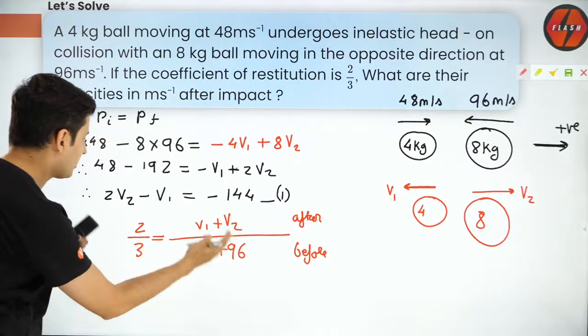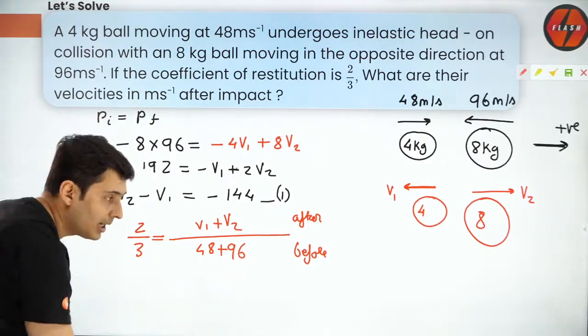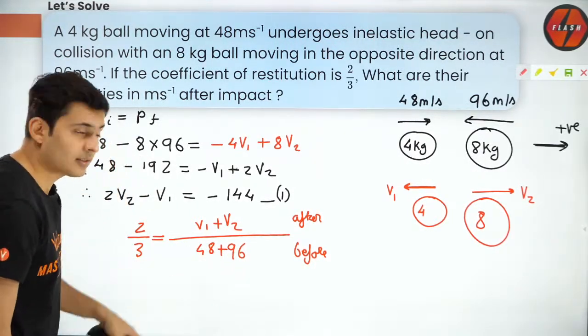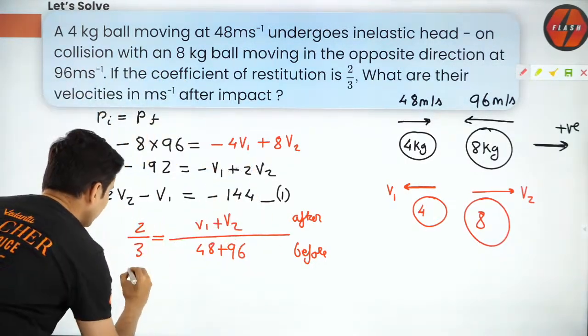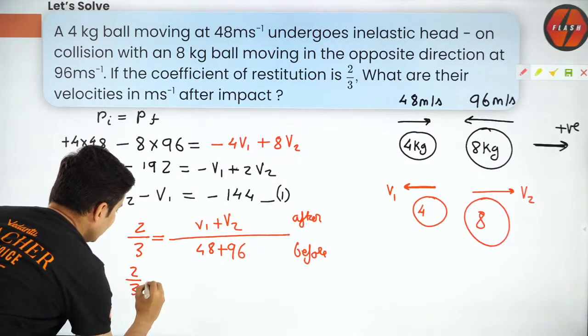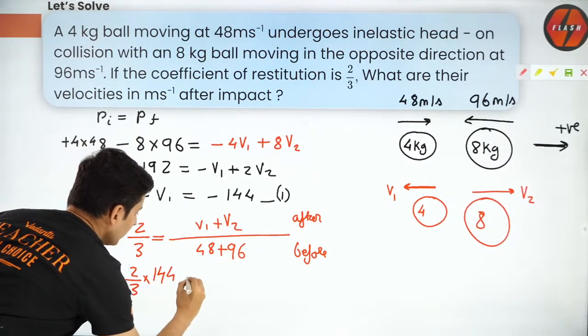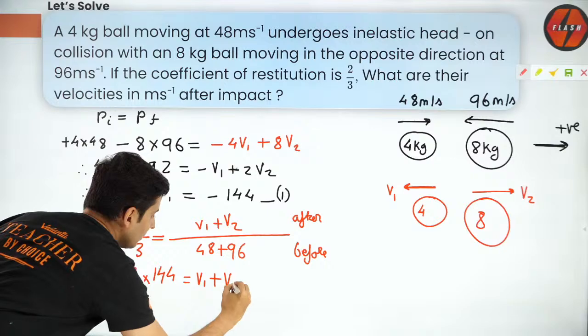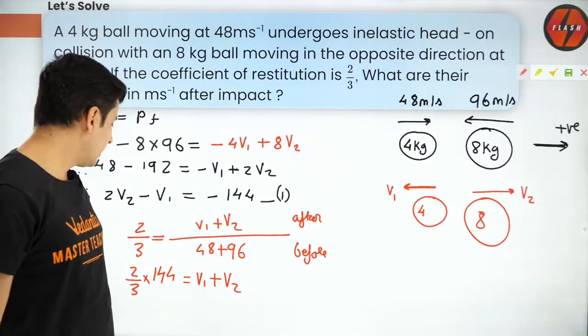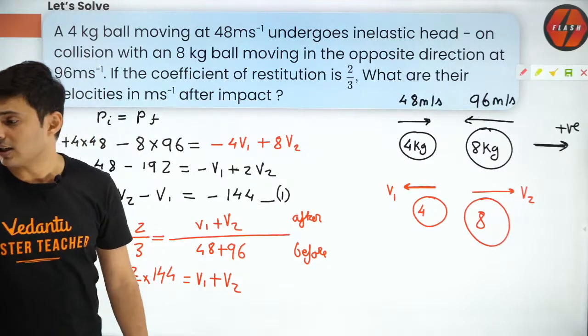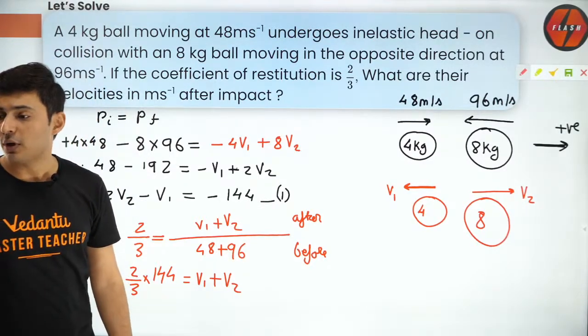Okay, so let's rearrange and see what do we get. So 48 plus 96. How much is it? 144. So it will become 2 by 3 into 144 is equal to V1 plus V2. You play around with it a little bit. So 2 into 144 and divided by 3. Come on, guys. 2 into 144 divided by 3.